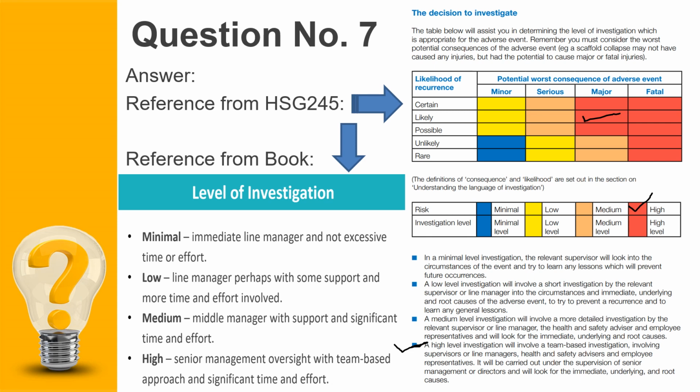So if we look at the document on your right, which is the HSG 245 document, there are 2 matrices shown. The first matrix we used, and there are 2 factors discussed: likelihood of reoccurrence of these events and potential worst consequence of the adverse event.